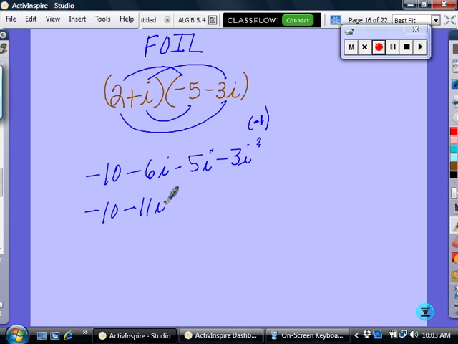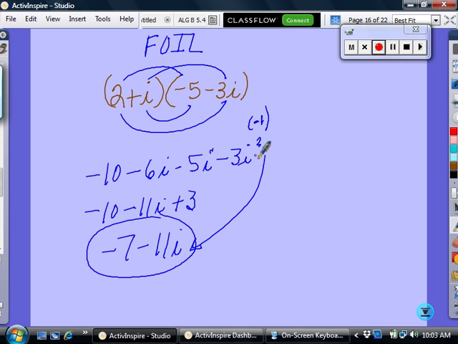So this becomes a positive 3, not i, just positive 3, because i squared is actually the real number negative 1. And so a negative 10 and a positive 3 would be negative 7 minus 11i. Now you'll get to where you'll just go straight to here. You'll think, okay, i squared is negative 1 times negative 3 is positive 3, and negative 10 is negative 7, and then we just put the i's together and got negative 11i.